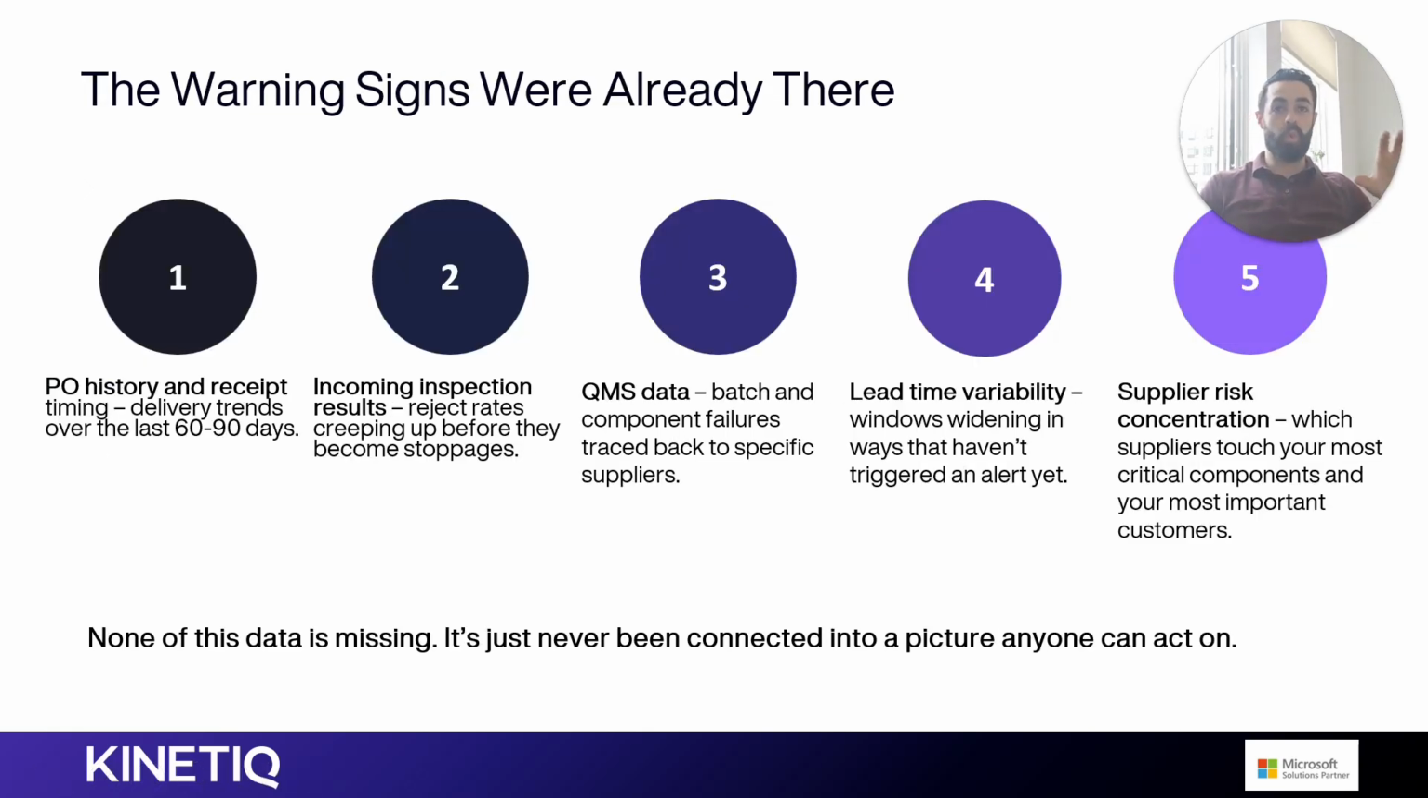And you have the warning signs in your data because you have your purchase order and receipt data. You can understand, what is the timing around your receipts and look at those delivery trends over the last 60 to 90 days. You can understand what reject rates you have in your incoming inspection results and see if those have been creeping up over time. You can look at QMS data and tie back quality issues to the batches and components from which suppliers they came. You can also look into lead time variability to understand why windows are widening and which ones haven't really caught the team's attention yet.